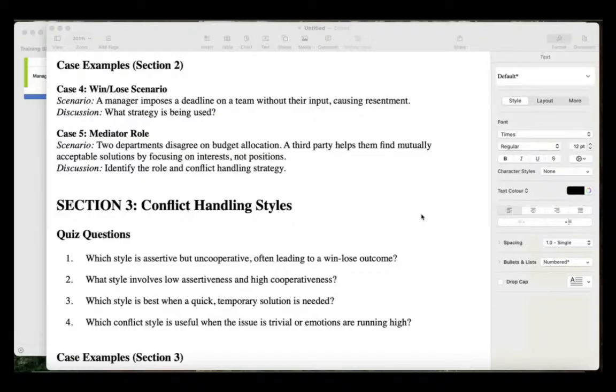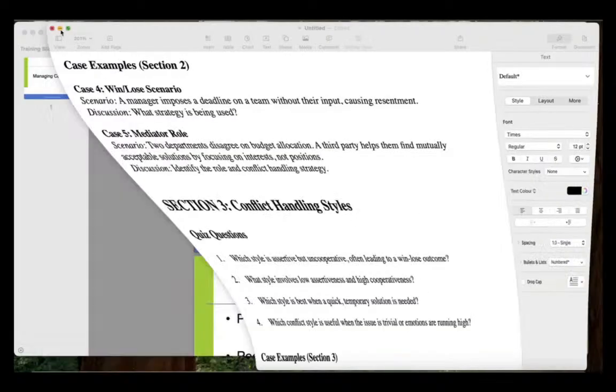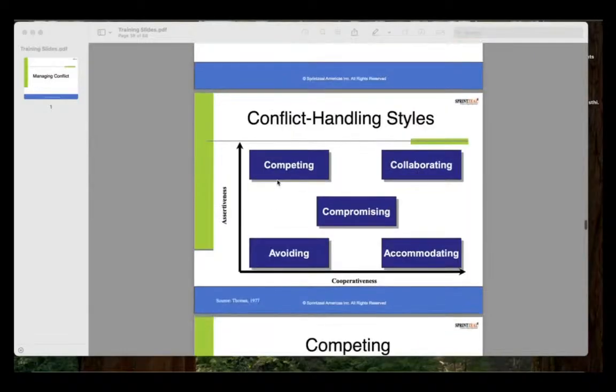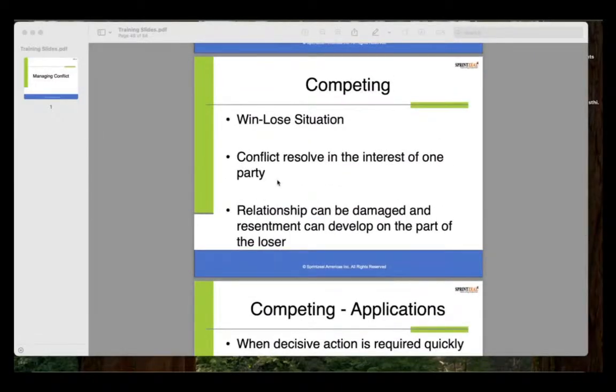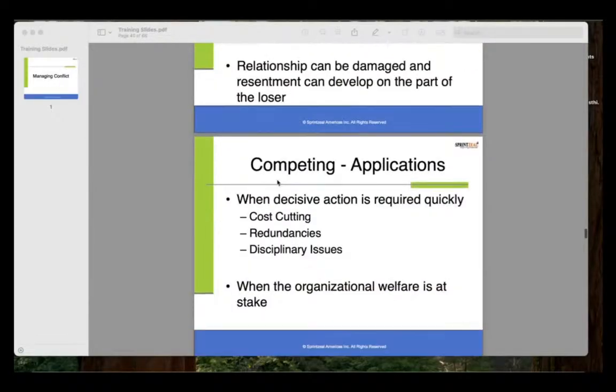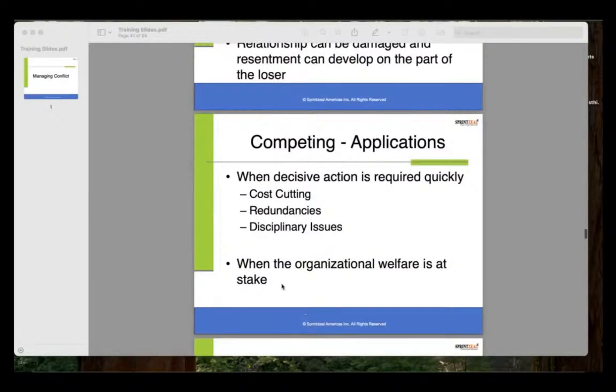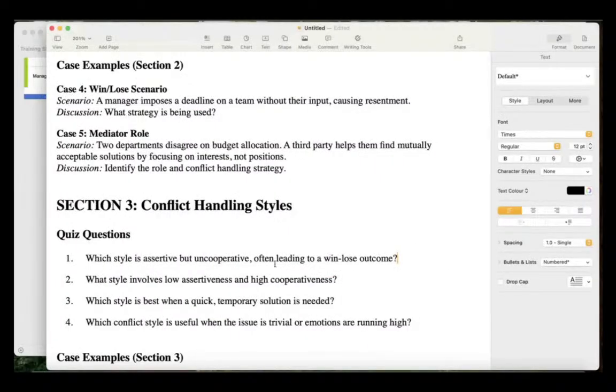What do we do in the competing style? This is the competing style. It is a win-lose situation. Conflict resolves in the interest of one party. Relationship can be damaged and resentment can develop on the part of the loser. Then, in which situation do we apply this? When decisive action is required quickly, it can be about cost cutting or any disciplinary related issue. So, competing is the correct answer.